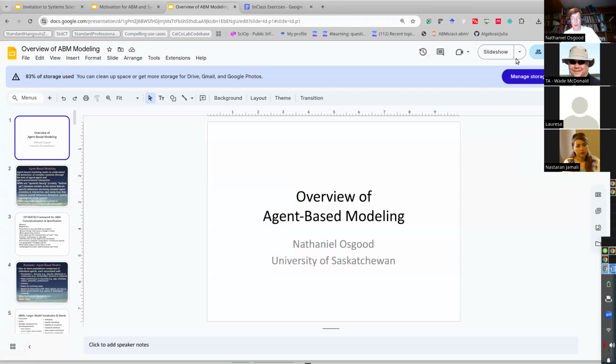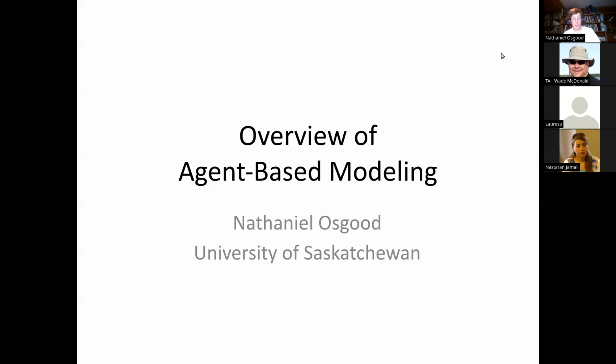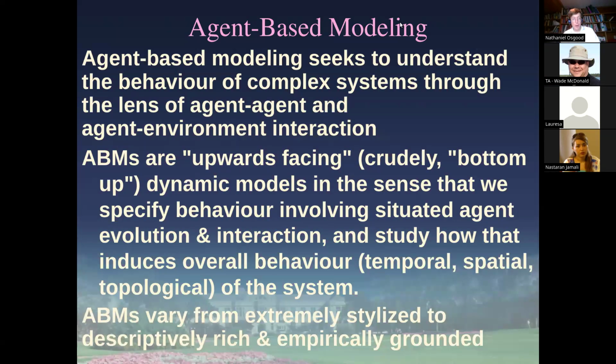And here we go. Okay. So agent-based modeling, in a word, seeks to understand the behavior of complex systems through the lens of agent-agent and agent-environment interactions. You heard it a few minutes ago in talking about ABM, IBM, right?